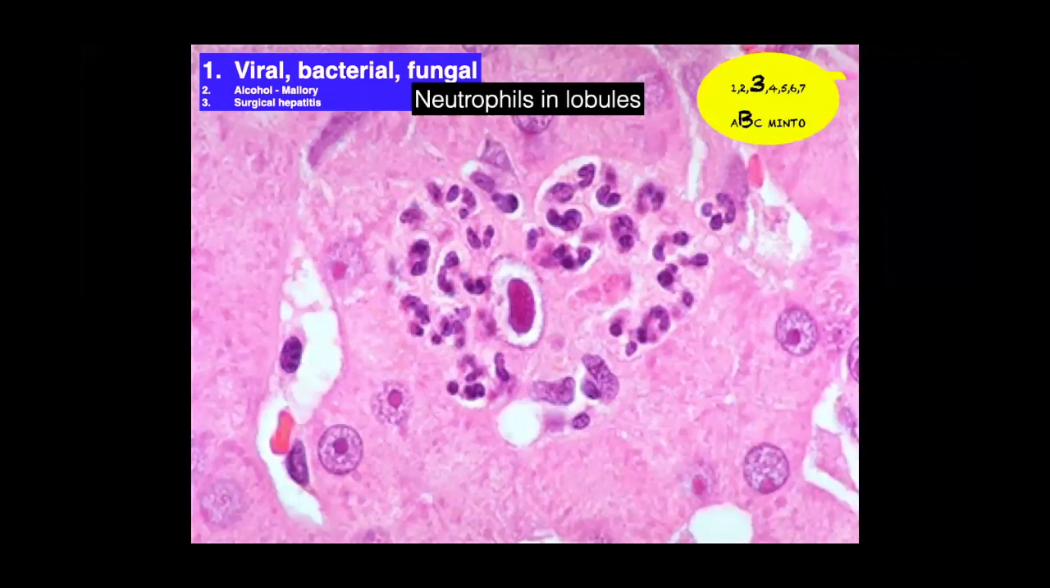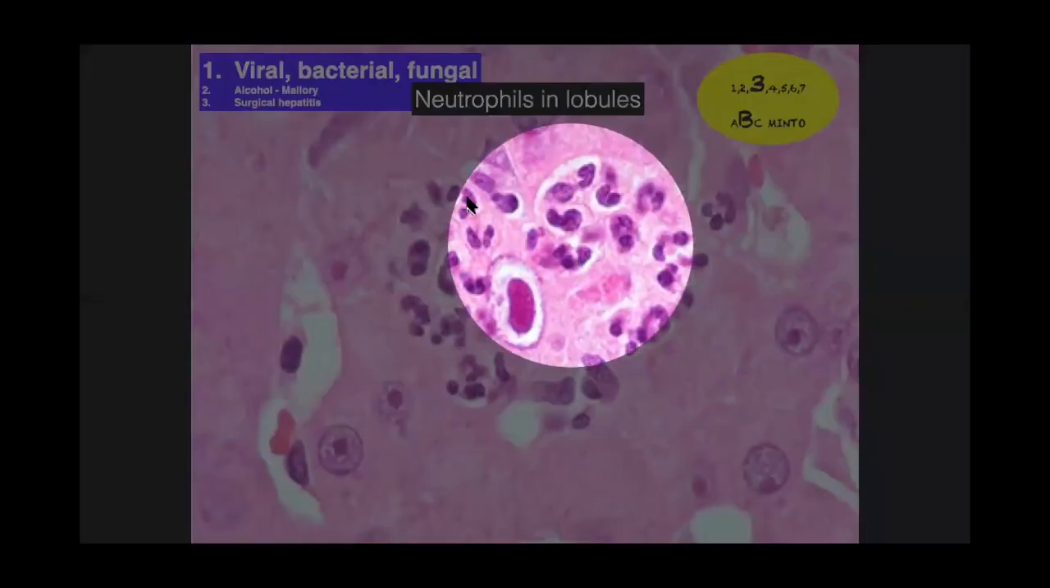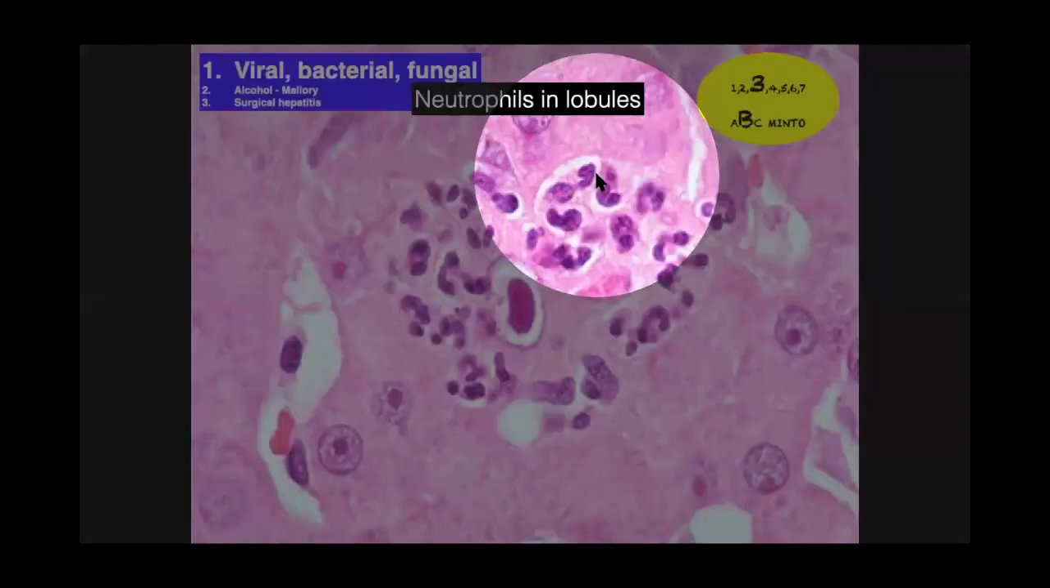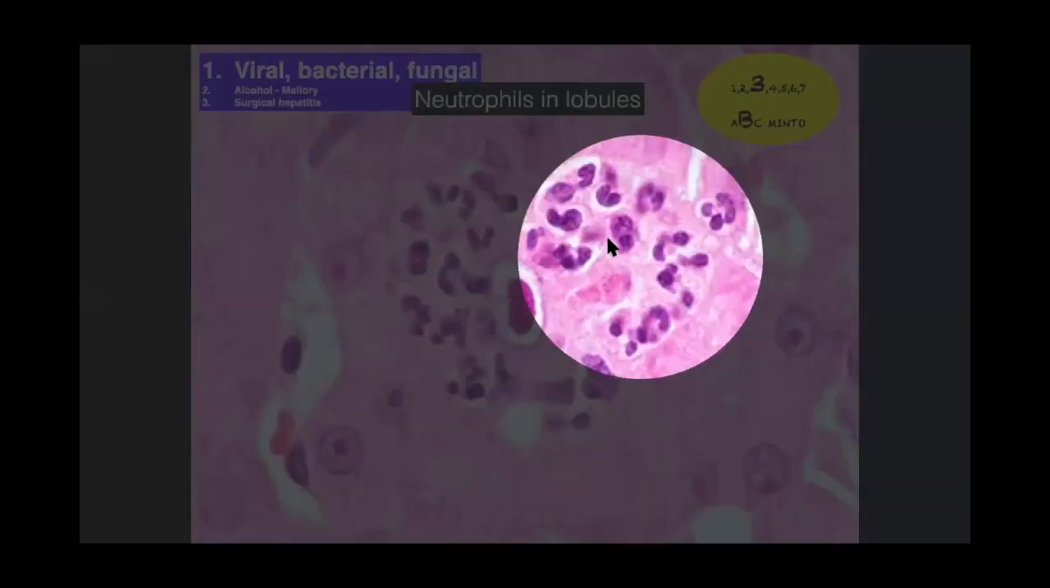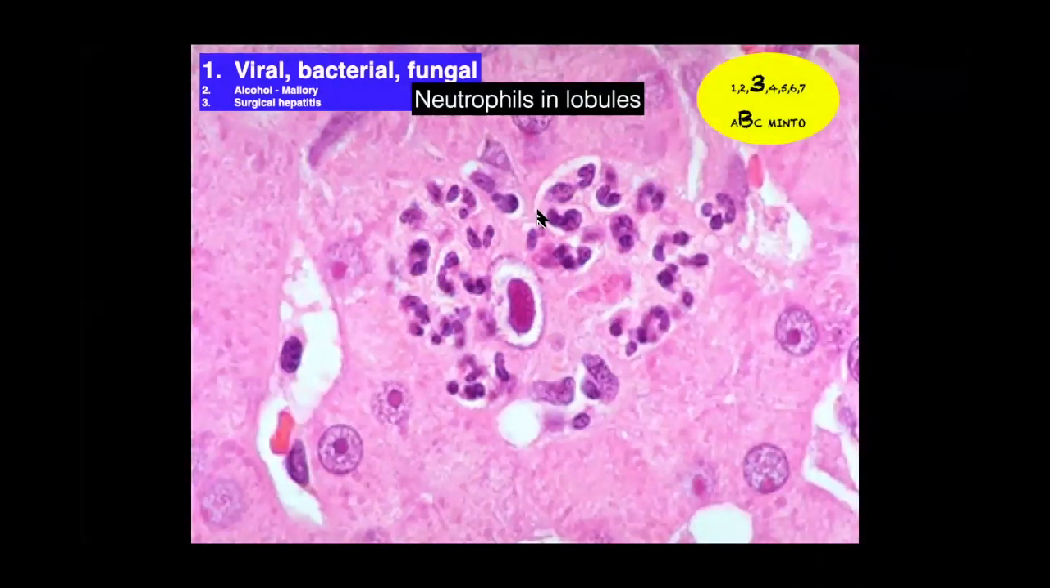Now we are going to neutrophils in the lobules. CMV inclusions. This is the nicest CMV inclusion you can see, surrounded by neutrophils, and we are seeing the neutrophils in the lobules. Neutrophils in the lobules can be seen like a micro abscess in CMV infection, that you have to remember.